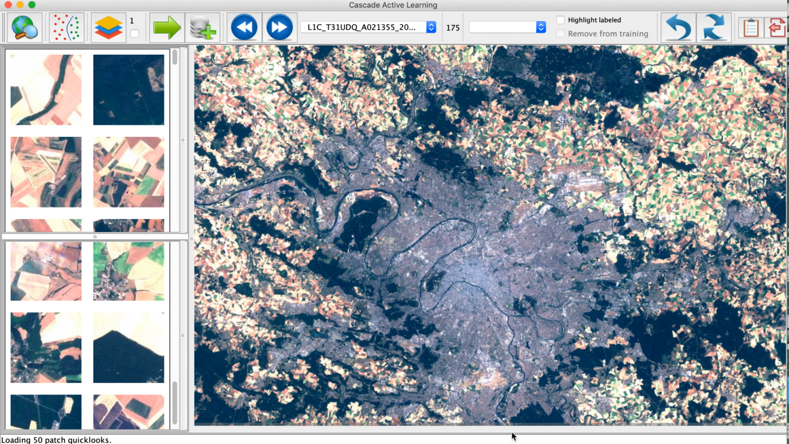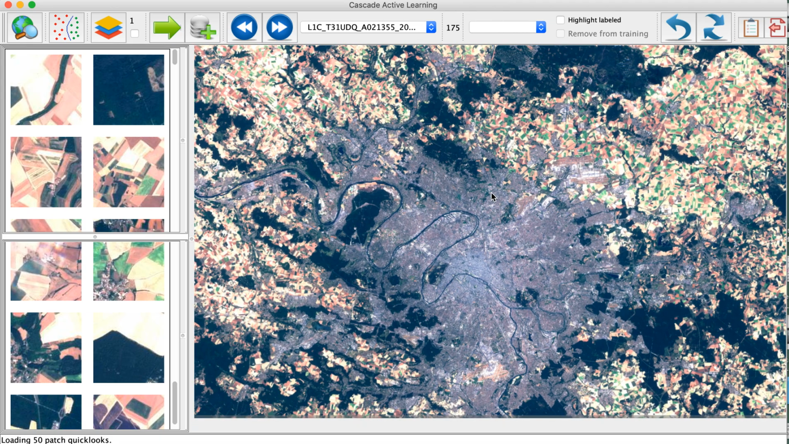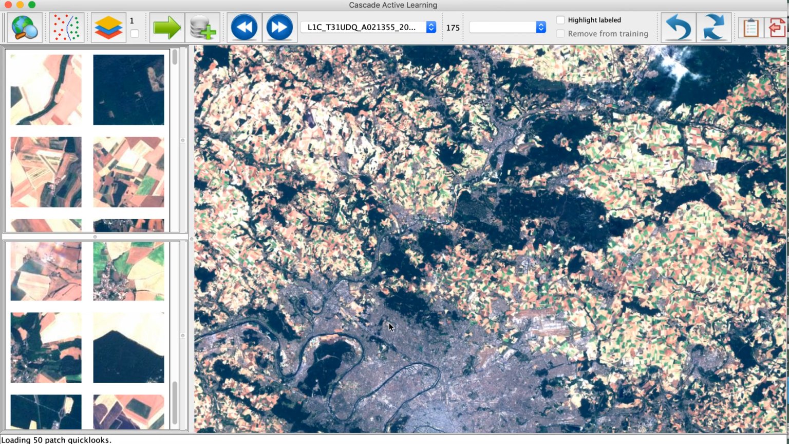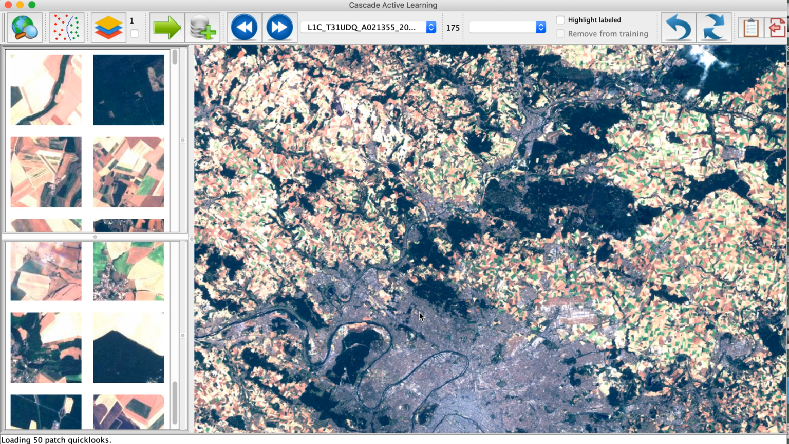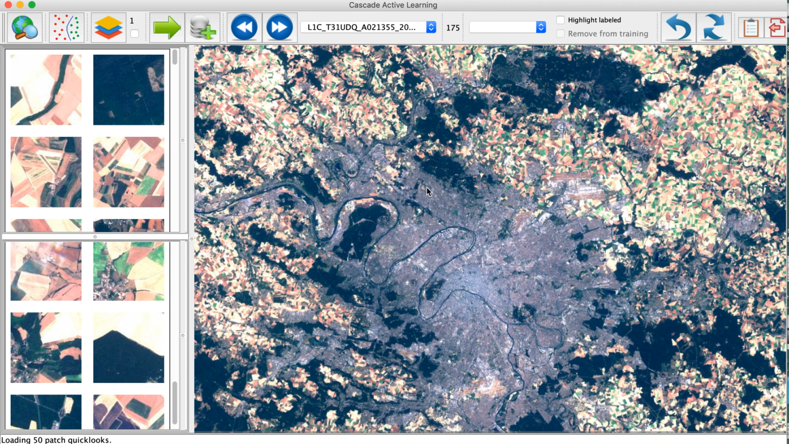In this video, a data mining tool for application on Earth observation imagery is demonstrated. Particularly, we use a Sentinel-2 image surrounding Paris, covering an area of approximately 100 by 100 square kilometers. The data mining is based on active learning. Active learning uses positive examples, which are marked in green, and negative examples.